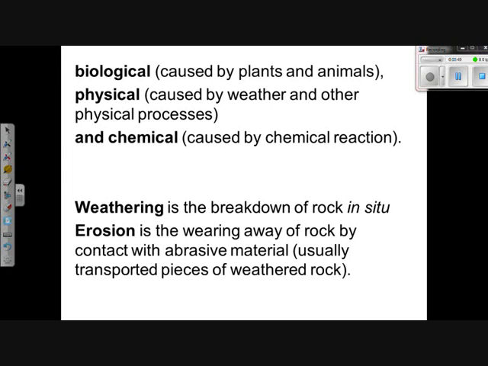Weathering is the breakdown of rock in situ. That means the rock is literally being broken down in the place where it stands. Erosion, which we will come on and look at next lesson, is about wearing away of the rocks by abrasive materials, usually transported pieces of weathering rocks. As they move along, they get banged and hit. Weathering, which we're looking at today, is when the rock gets broken down exactly where it stands by different things happening to it.